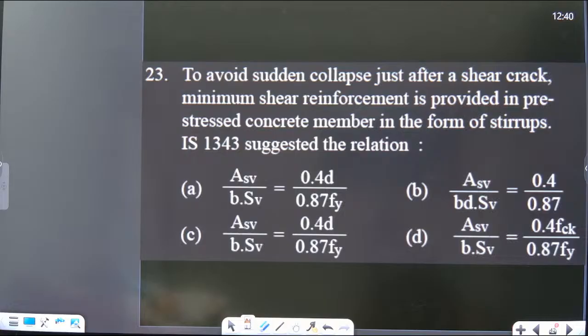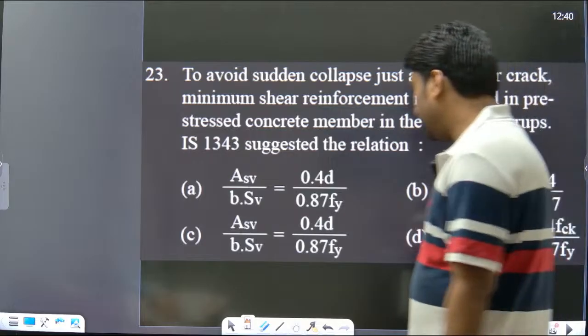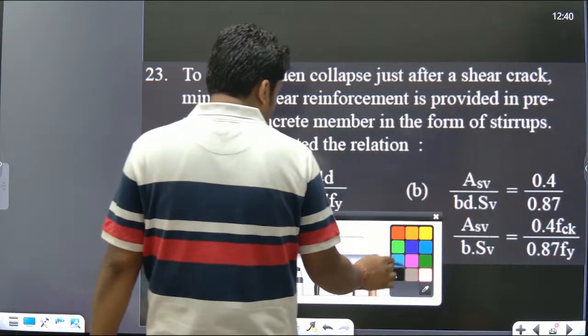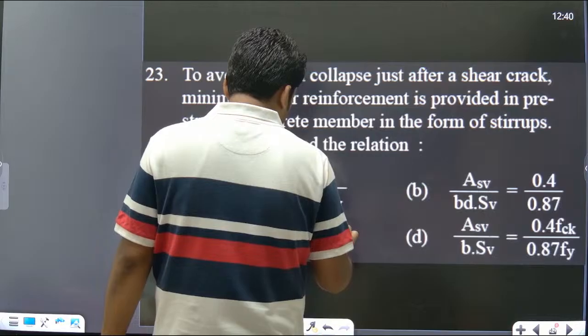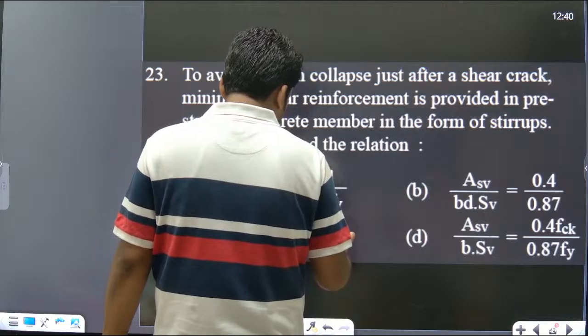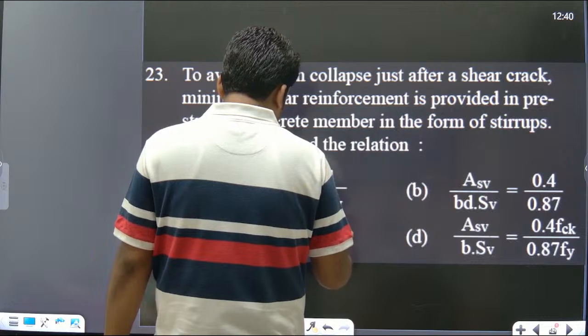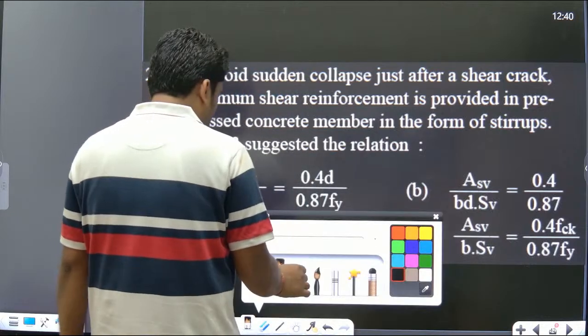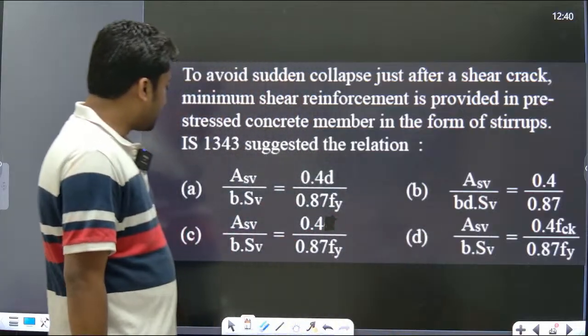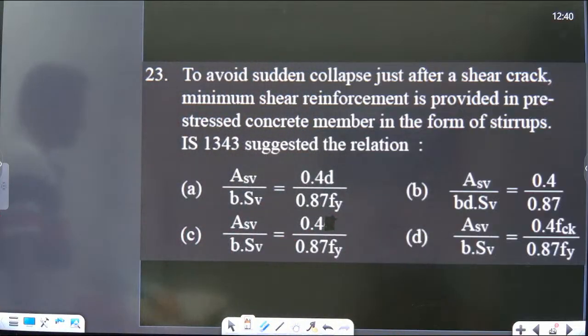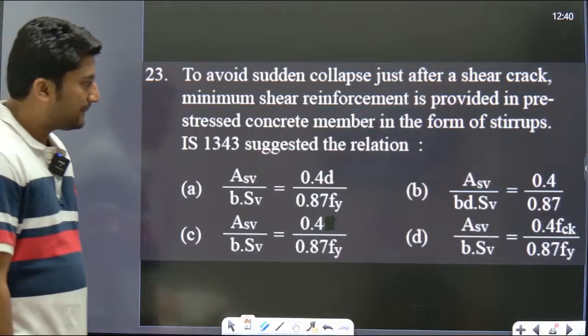What will be the correct answer? Here two options are correct. Please remove this value. Please do not consider this value. Now answer it, because option A and C were similar.